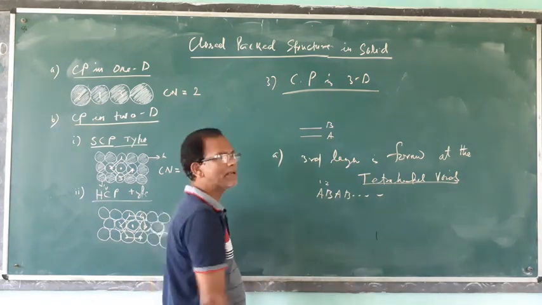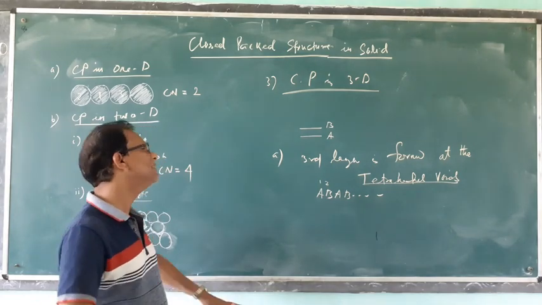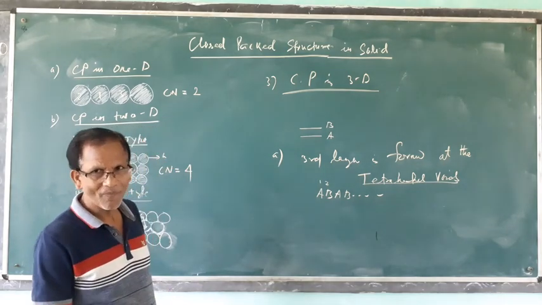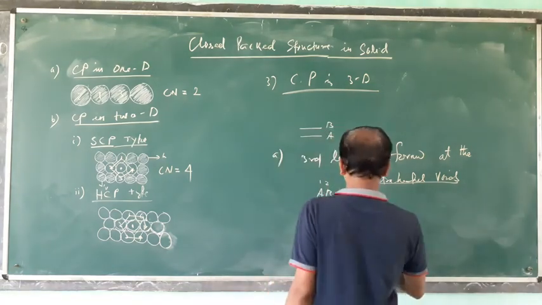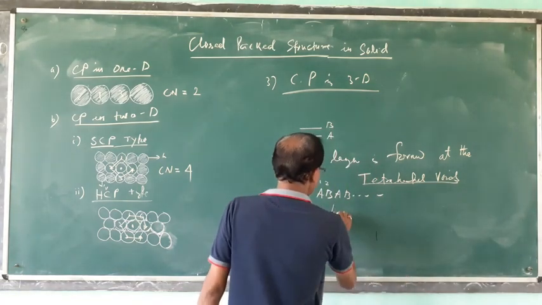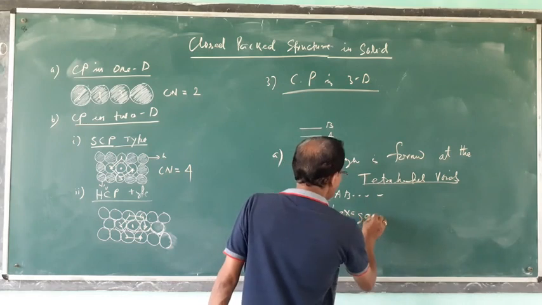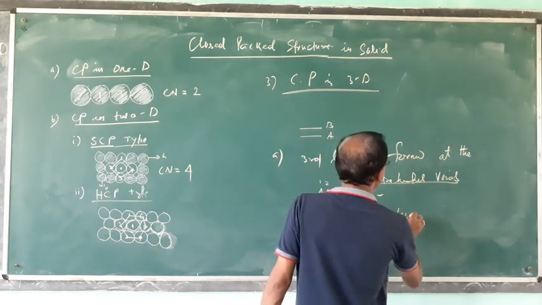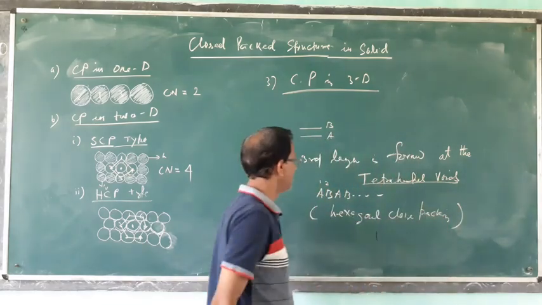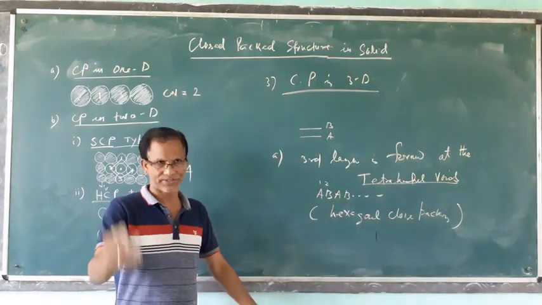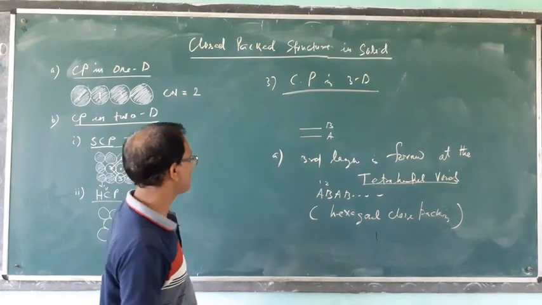This AB type close packing is called hexagonal close packing. That means repetition: the third layer is the repetition of the first.